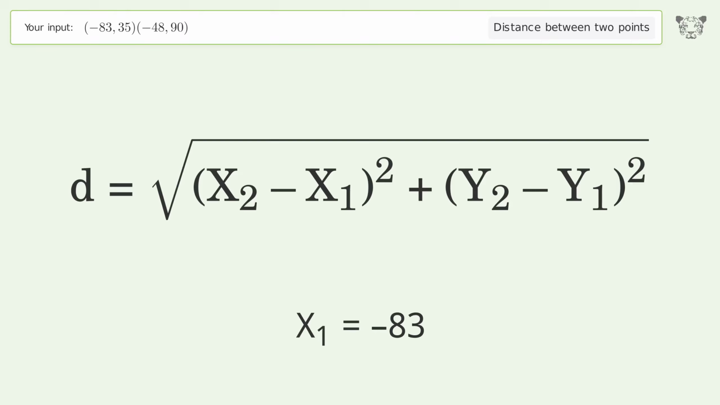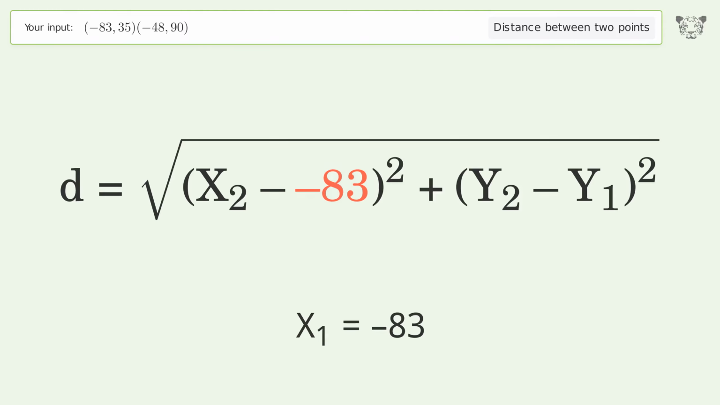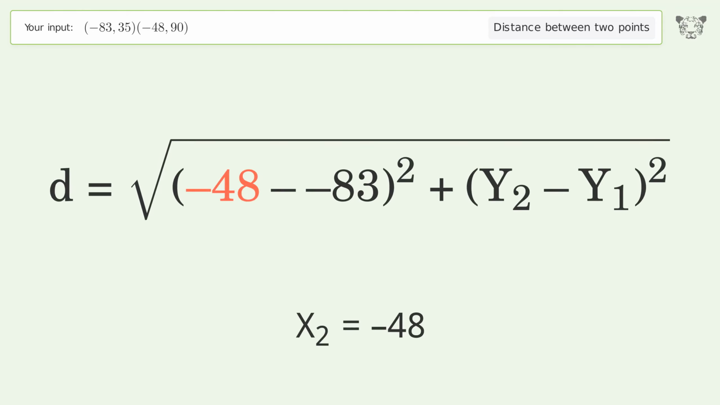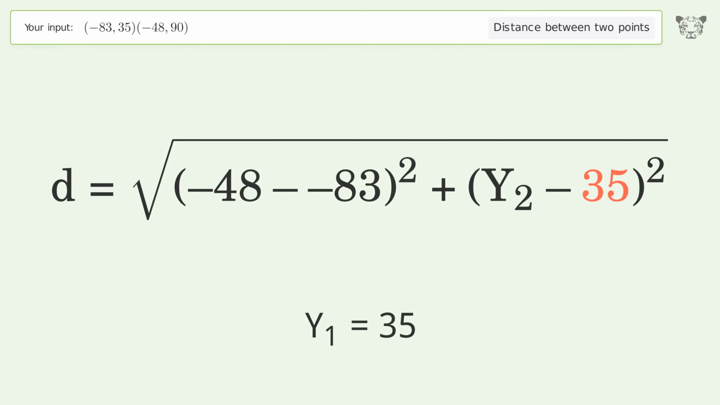x1 equals -83. x2 equals -48. y1 equals 35. y2 equals 90.